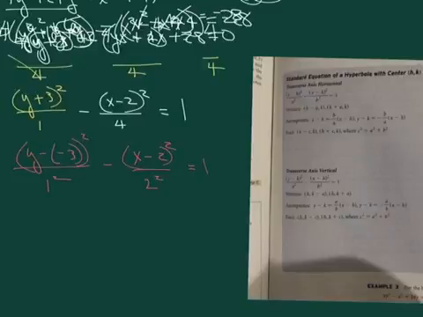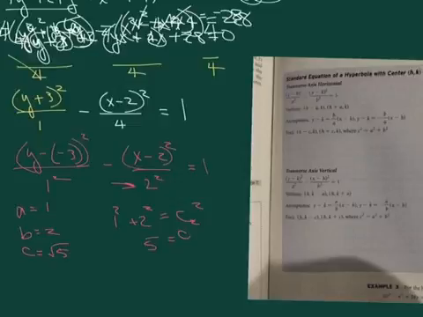Okay, so the reason I did all that is so I know what my A, B, and C are. So my A, my B, and my C. Okay, so my A is 1, because there's my A, and my B is 2, because that's my B, and then I end up having to find out what my C is. So my C is going to be 1 squared plus 2 squared equals C squared. So 1 plus 4, 5 equals C squared. So my C is actually square root of 5.